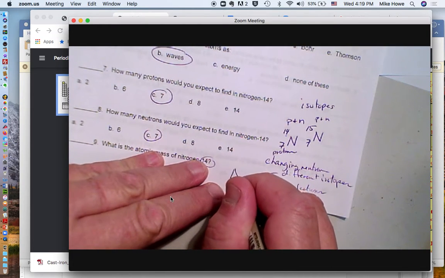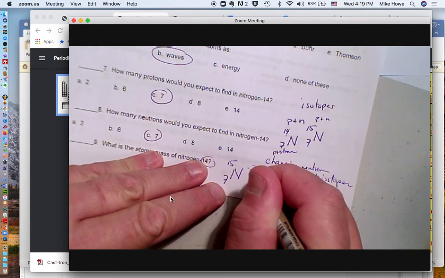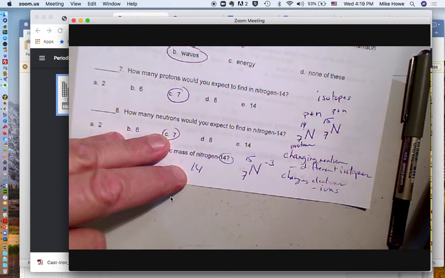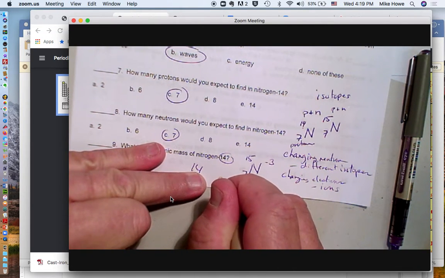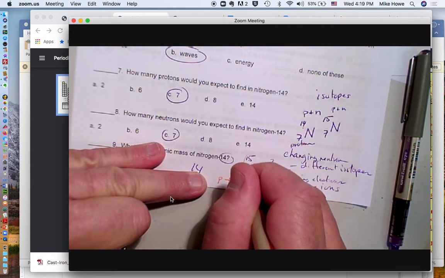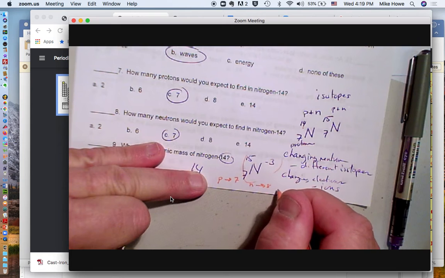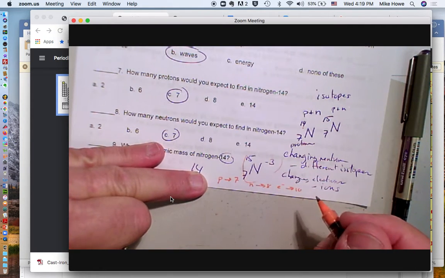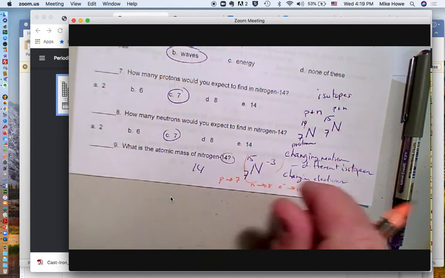So if you have nitrogen at 7, and they have 15 right here, and you had a -3 charge, the number of protons, neutrons, and electrons in that guy would be this. So you have protons would be 7. This is for this atom right here. The neutrons would be 8. The electrons would be 10 because that's a -3 charge. And that goes back to the proton, neutron, electron sheet that we did.